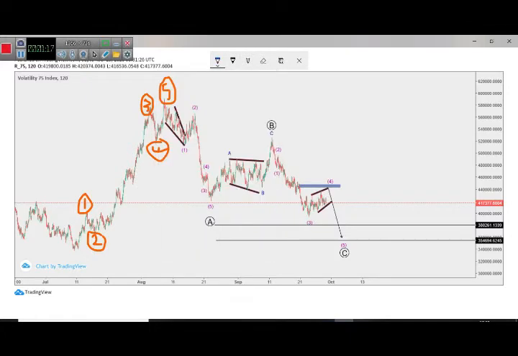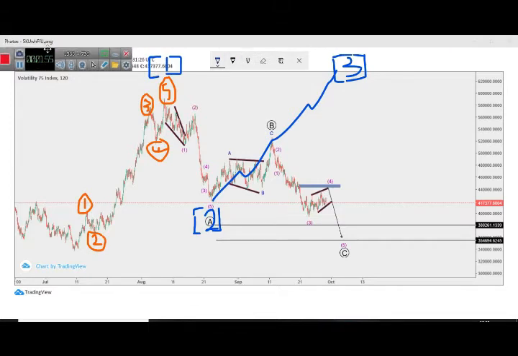turning into wave 1 here of a larger degree, and then having our wave 2 of a larger degree here, and then we have a move going to the upside for the wave 3 of the larger degree. But unfortunately this didn't happen, so this didn't happen.